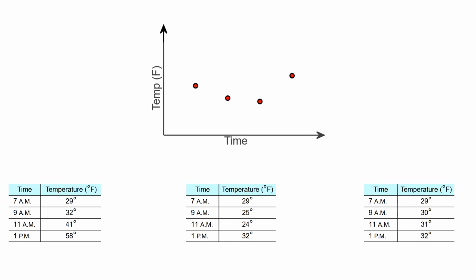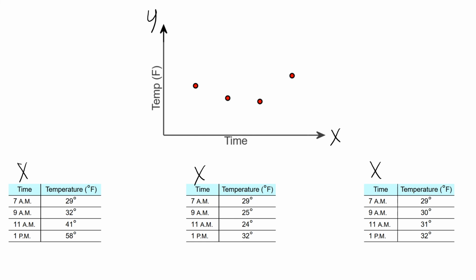Here's another example for you to find the appropriate table that matches the graph. Go ahead and pause the video and see if you can figure out which table matches that graph, and then come back for the answer. Okay, so the same thing applies here. We have the same times, just different temperatures. So we have our time is X and our temperature is our Y. So our X's are the same.